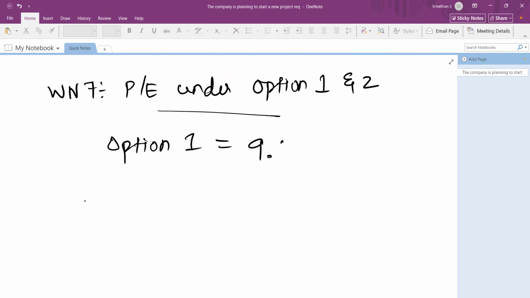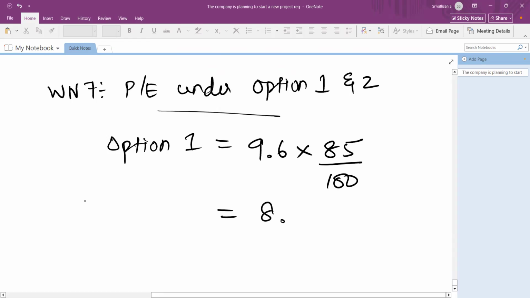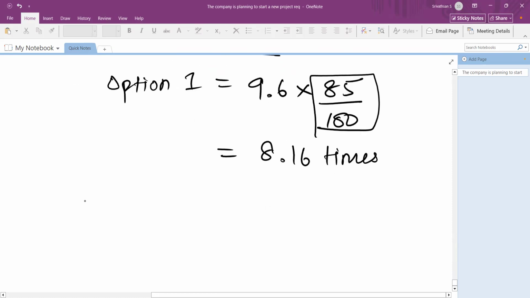So 9.6 is the existing P/E ratio. From that, it is going to reduce by 15%, which means we can multiply it by 85 by 100. So it is 9.6 into 0.85. We get 8.16 times. And to those who did not understand why we are multiplying it with 85 by 100, let me do it using an alternate method.